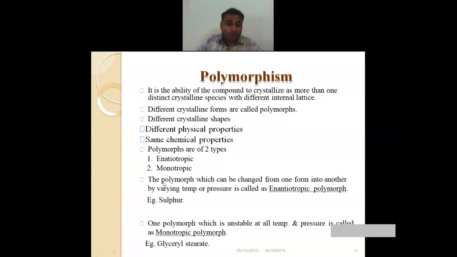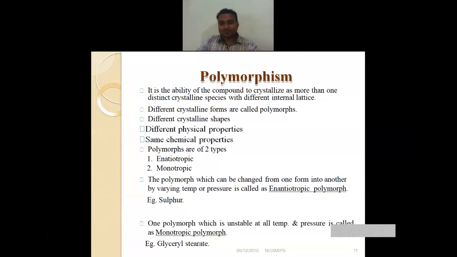Okay, so what is monotropic? A polymorph which is unstable at all temperatures and pressures is called monotropic. Monotropic polymorphs are very unstable in all temperature and pressure conditions. In the case of anisotropic, if it is stable at a lower temperature, we can store it at that lower temperature. But a monotropic polymorph is unstable at all temperatures. An example is glyceryl stearate, which acts as a monotropic polymorph.